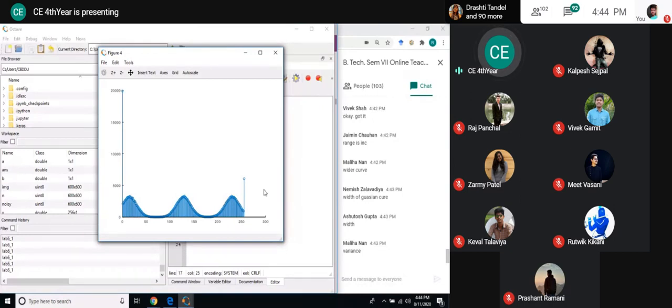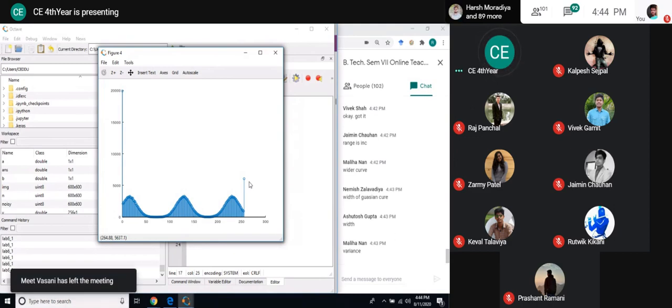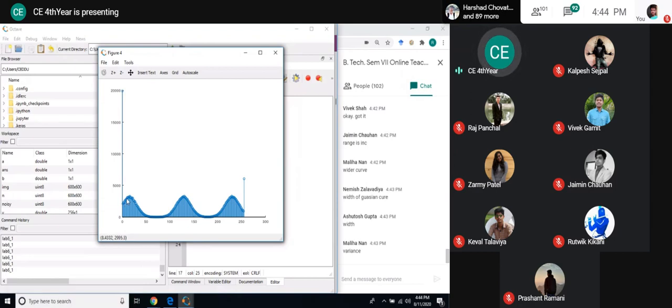See, you can see the wider curves. I'm not asking about the heights. The heights are because of the values at 0 and 255, as it depends on how many values go beyond 0 and beyond 255. So don't go by heights, you can check the numbers. Numbers will remain almost similar. Okay, so it is going to be variance.